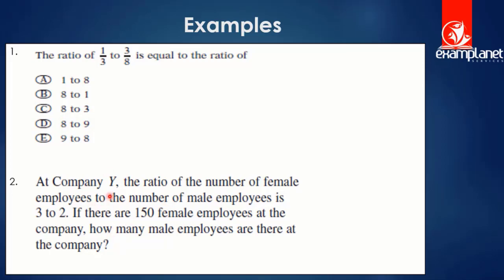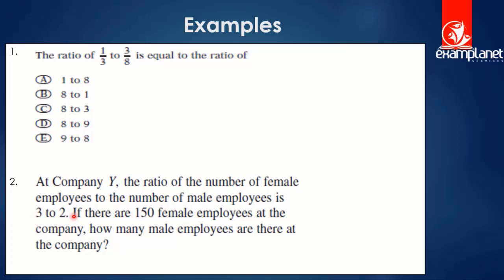Okay, so to number 2, it says at company Y, the ratio of the number of female employees to the number of male employees is 3 to 2. If there are 150 female employees at the company, how many male employees are there at the company? Simply like the example we did the other time about John and James sharing their weekly wage. Same thing here. I can give it to you to try and solve, but let me just explain.